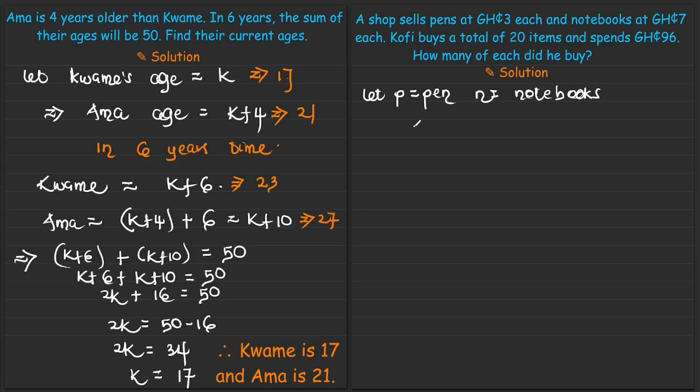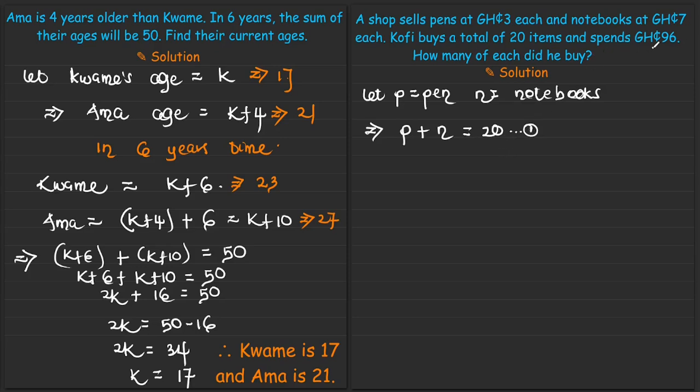Now we are told that Kofi buys 20 items in total. So it simply means if we add the number of pens plus the number of notebooks, we are going to get what? 20. Easy. We are letting P be the number of pens and N be the number of notebooks. Their total sum gives us 20. This can be our first equation.